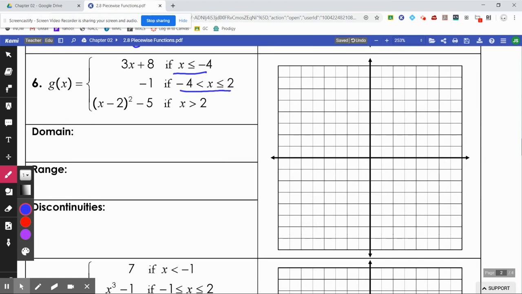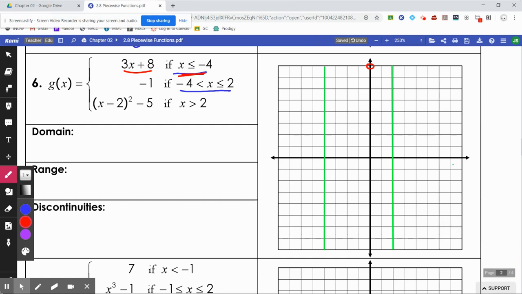Number 6, my division lines are -4, 2. So let's draw those two lines. And there they are. Everywhere to the left of -4 is where you're going to plot the first part of your graph. So we're graphing 3x plus 8 if x is less than -4. Now, the only problem there is I need 1, 2, 3, 4, 5, 6, 7, 8. My y-intercept is located over here.